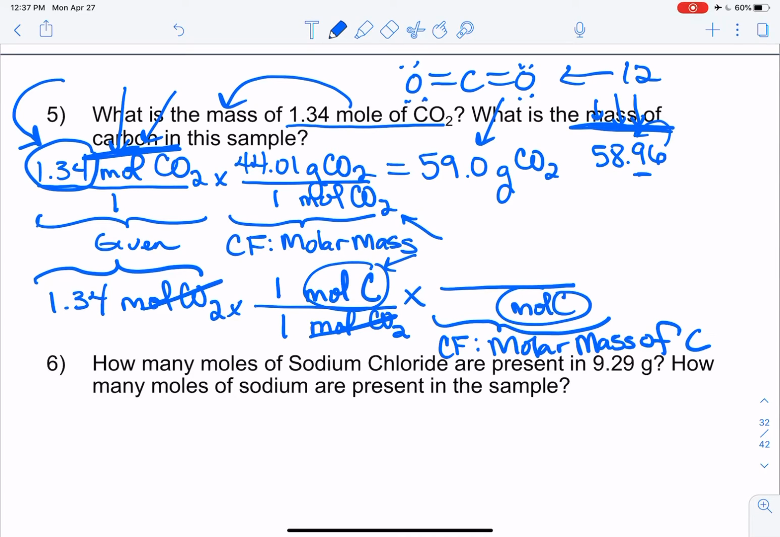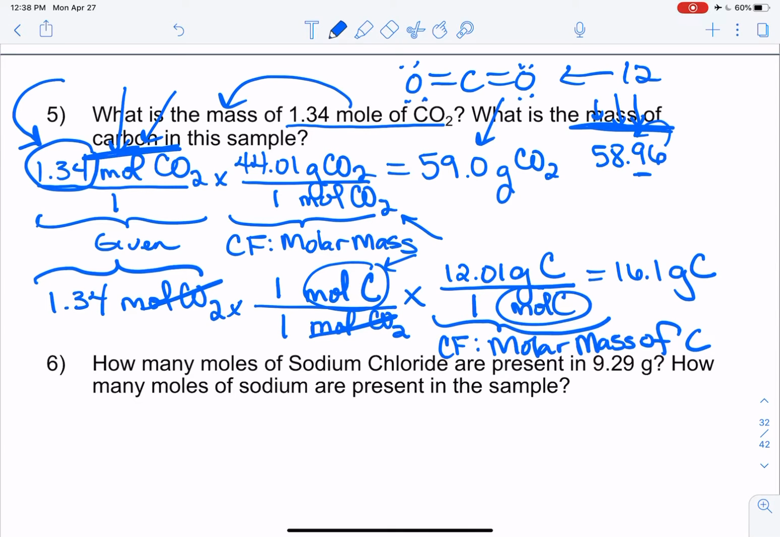Okay, so whenever we do a molar mass, we put the number 1 next to our carbon, and then we put grams of carbon on the top. And if you look at your periodic table, what you'll see is carbon has an average atomic mass of 12.01. And that's going to bring us to our answer, which is 16.1 grams of carbon. So there's 16.1 grams of carbon in 1.34 mole of carbon dioxide.